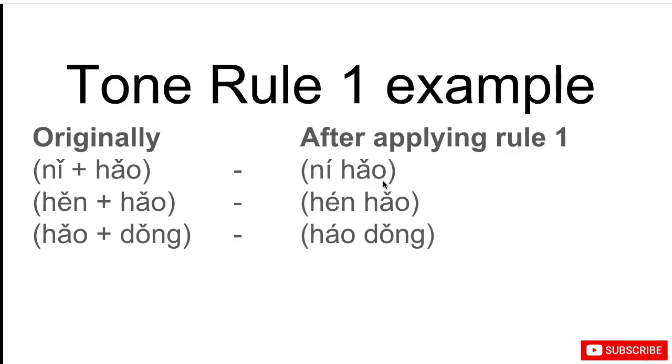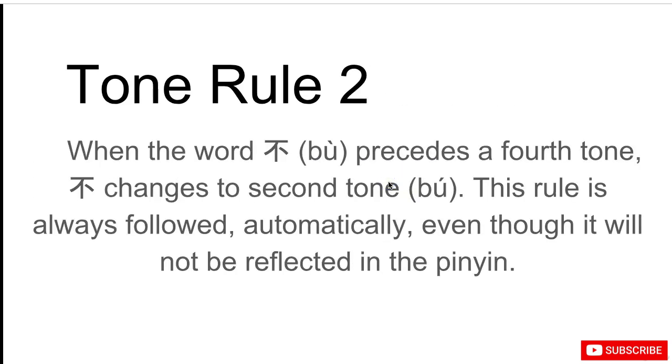All right, so in this video we're going to look at the second tone rule. The second tone rule says when the word bu, which means no or not in Chinese, precedes a fourth tone, it changes to the second tone. Remember that this is bu. And here is bu, bu, bu.